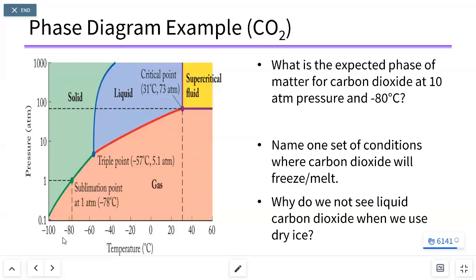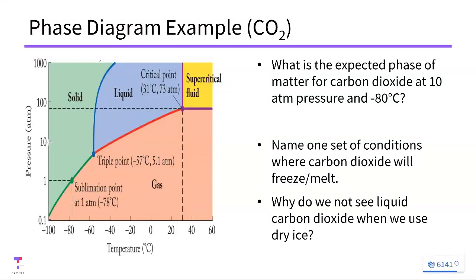So, question: what is the expected phase of matter at 10 atmospheres and negative 80 Celsius? Well, the easiest way to go about doing that is to literally just draw it out. At 10 atmospheres, that's right here. I'm going to draw my best approximation of a straight line. Negative 80, same kind of thing. And I can see the crosshairs of that is firmly in the solid region. So what is the expected phase of matter? Well, I'd expect the solid based upon those lines that I just drew.